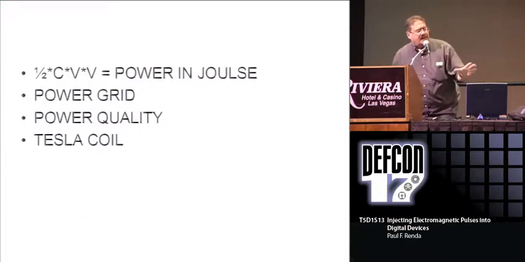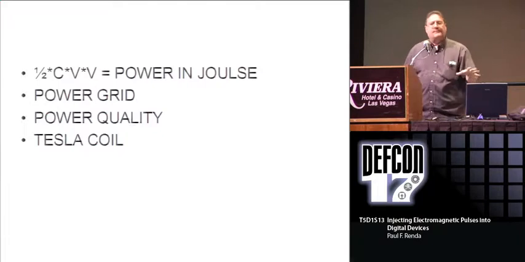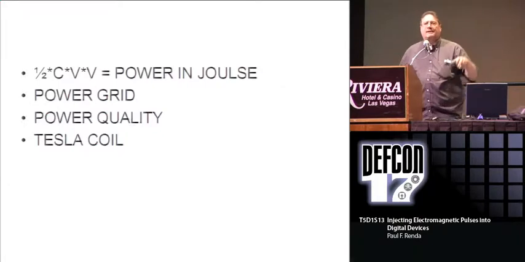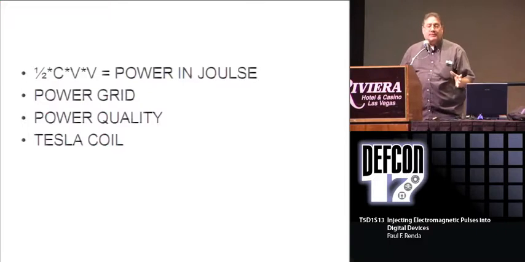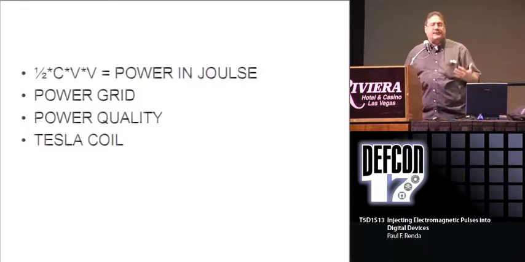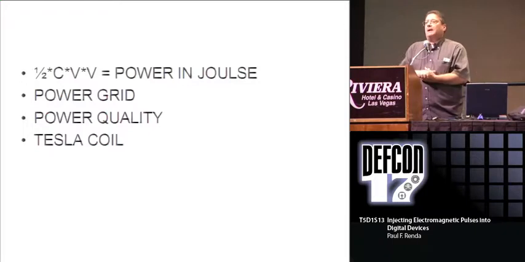This is just a formula for power in joules. If you had to figure out the power in joules coming from, let's say, a Marx generator or just from a capacitor. I talk about the power grid. Something that I came across is that you can take the power grid, the national power grid, down by injecting pulses into it. This is more physics than anything else. The power grid has been taken down before because of magnetic disturbances from the sun, magnetic storms.